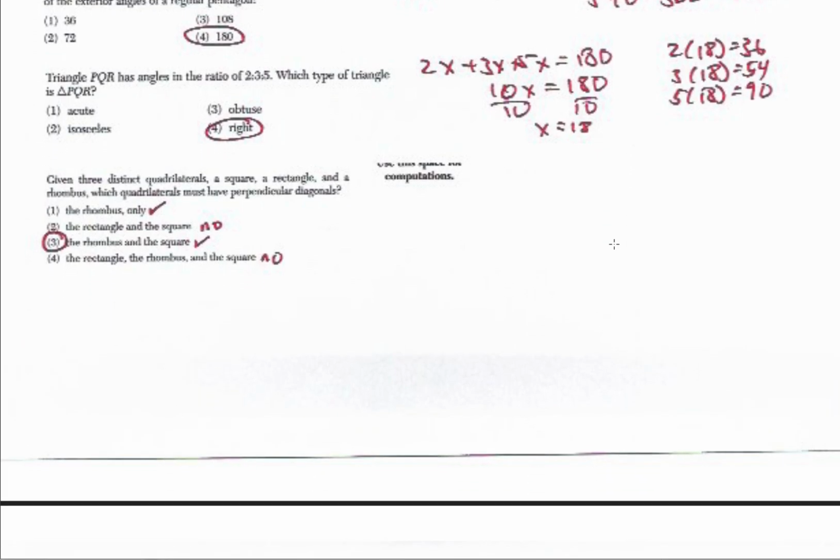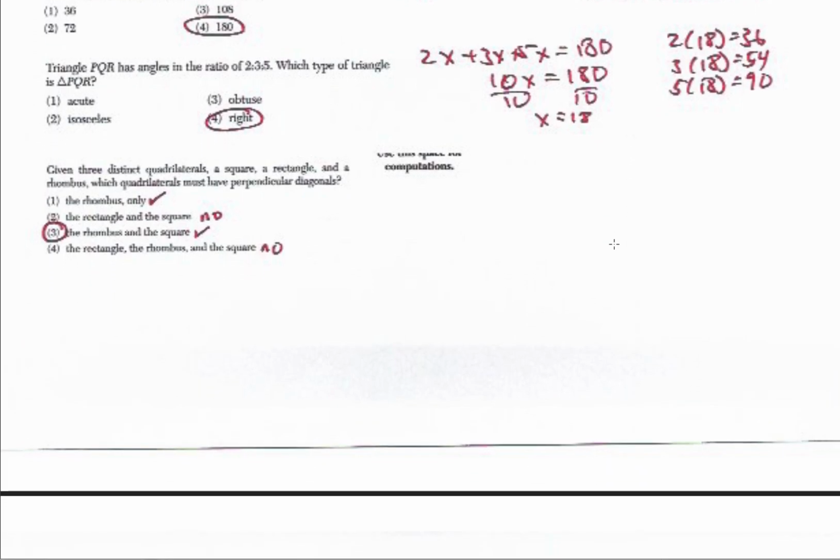Next, angles are in the ratio of 2 to 3 to 5. Which type of triangle is triangle PQR? So when I was making up your test, I was looking at one of these questions that had the ratio and the angles of the triangle, and I'm going, been a little while since we did one of those. Should I include this?